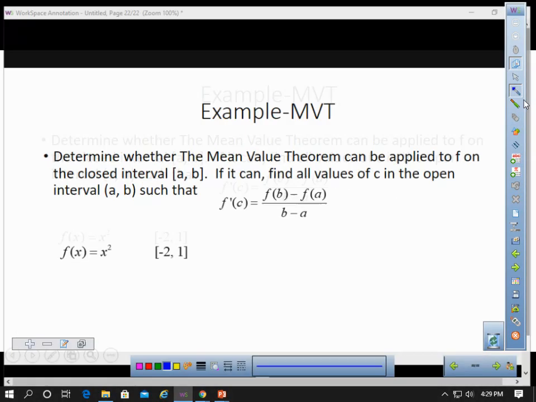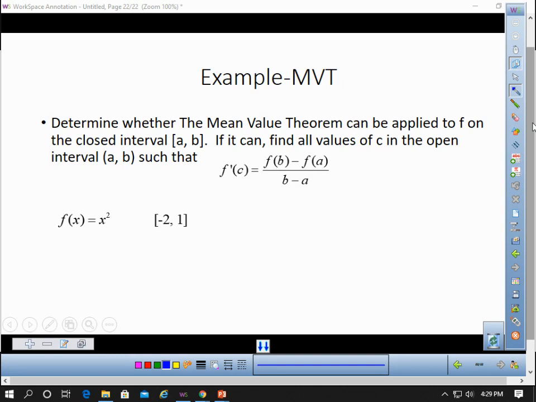So take a look at this last little problem here just to review the mean value theorem. Determine whether the mean value theorem can be applied to f on the closed interval a to b. And if it can, find all values of c in the open interval such that this is true.